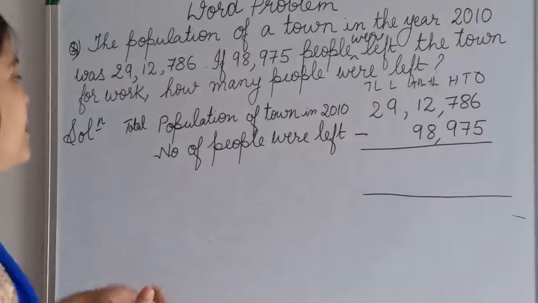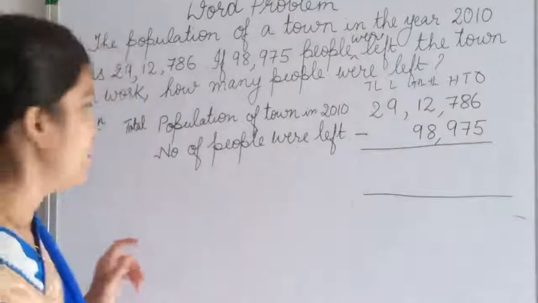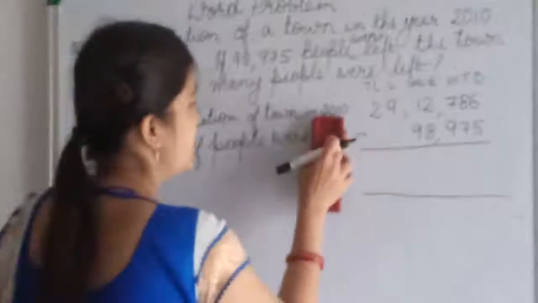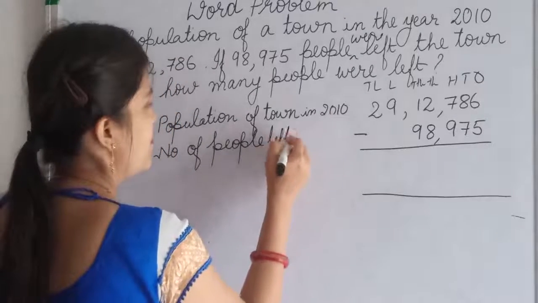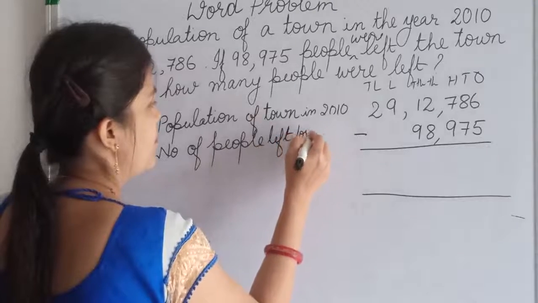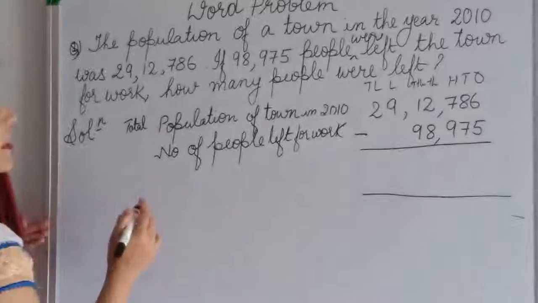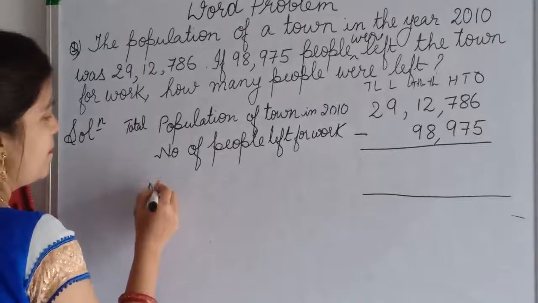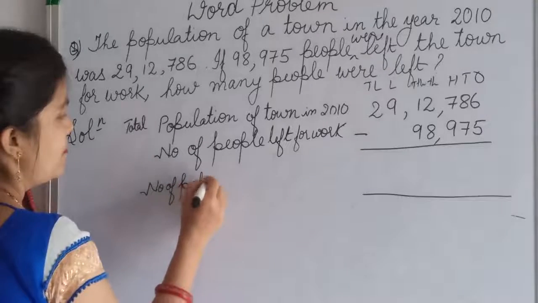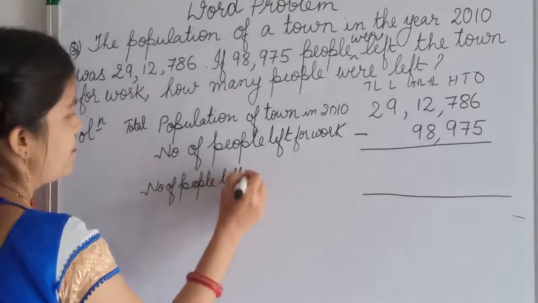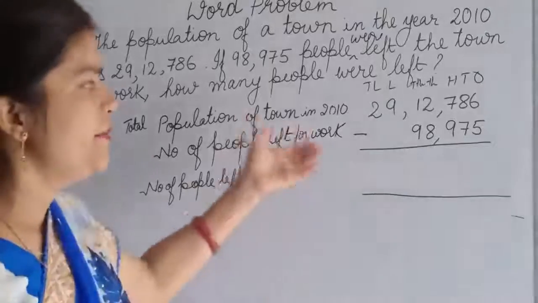So how many people were left? So you can write the number of people who left for work. Means gone somewhere. Okay. Now the people left in the town. What will we do? We will do the subtraction.